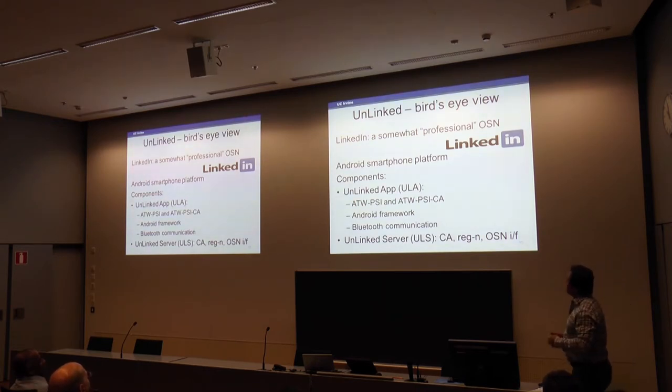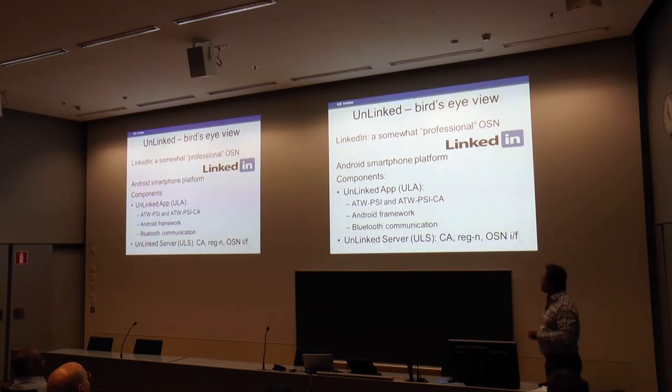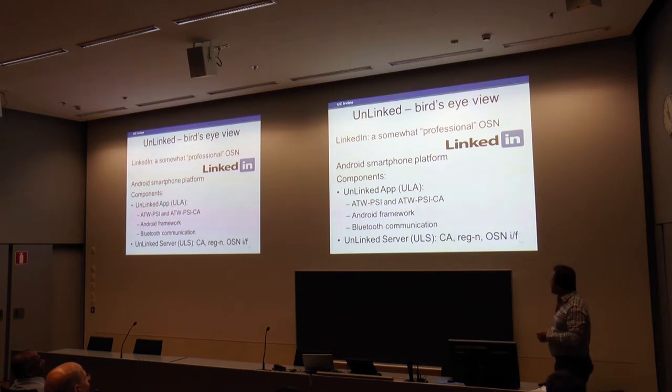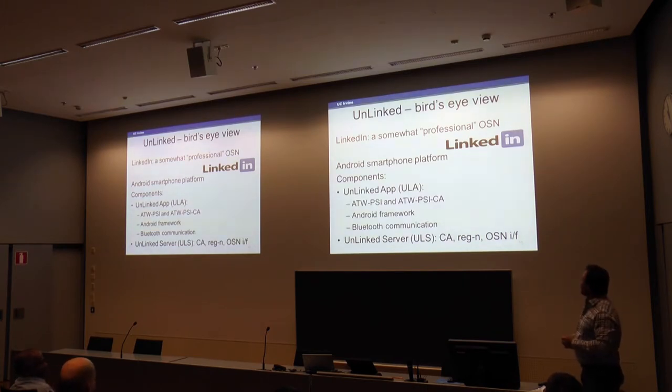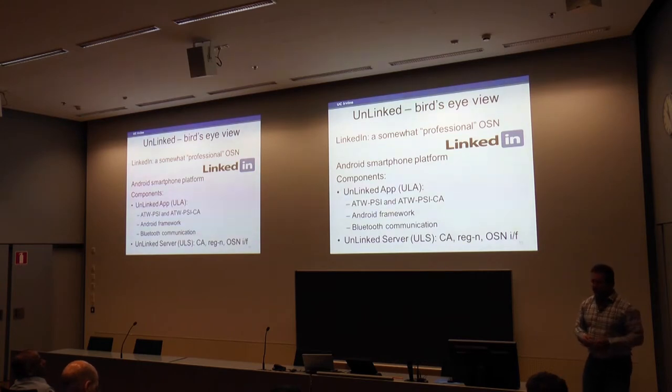So we have done an Android smartphone platform, and it has two components, right? There's an actual app, the UnLinked app, that implements some cryptographic protocols. These acronyms stand for authorized two-way private set intersection, and that's a mouthful, and the second one is authorized two-way private set intersection cardinality. The name should tell you just about everything you need to know. They are implemented within the Android application framework, and the communication between the apps, between Alice and Bob who choose to use this application, is done via Bluetooth. That could be done better. Of course, ideally we would have Wi-Fi or some other better means of reliable, physically proximate communication, but Bluetooth is the only thing we got at the moment.